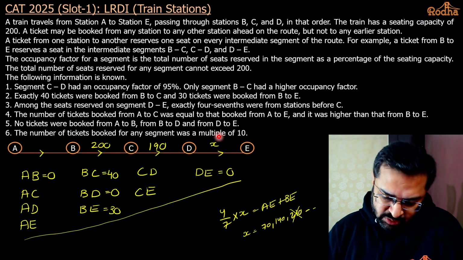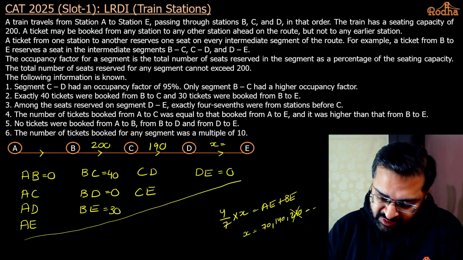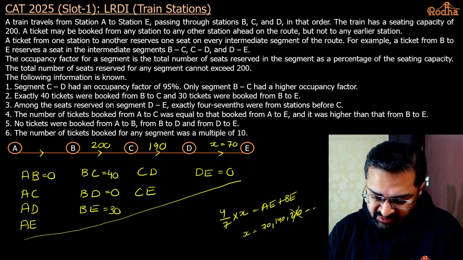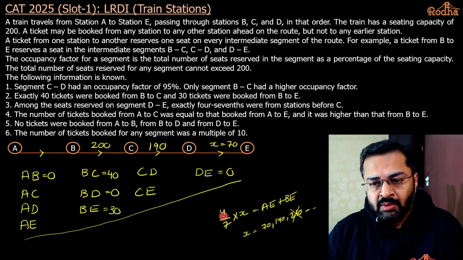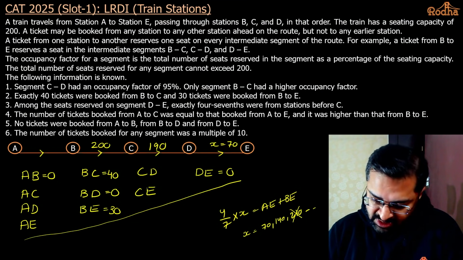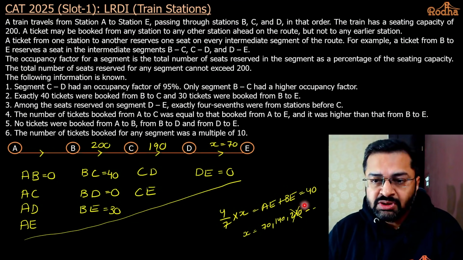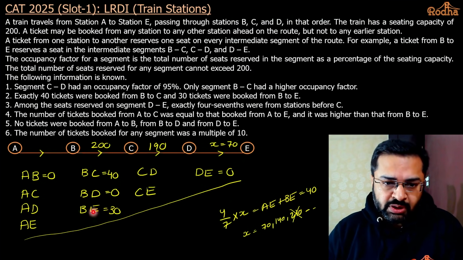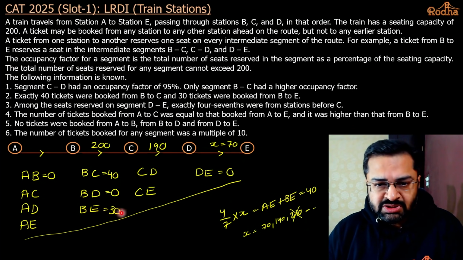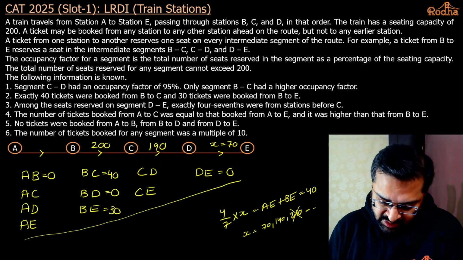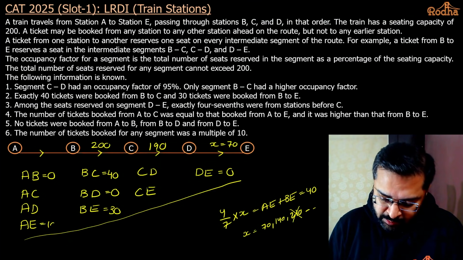Now let's see what will happen. Let's say this is 70. If this is 70, what would be this number? 4 upon 7 into 70, so that will be 40. So you're saying that AE plus BE is equal to 40. So this is the condition. Now if AE plus BE is equal to 40, this BE is already known to us, this is 30. So what would be AE? AE would be equal to 10.